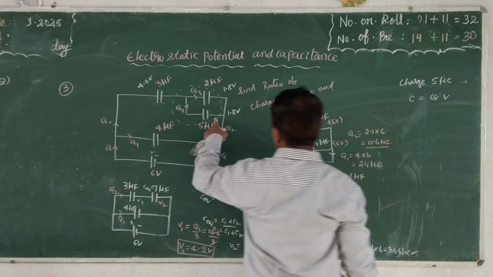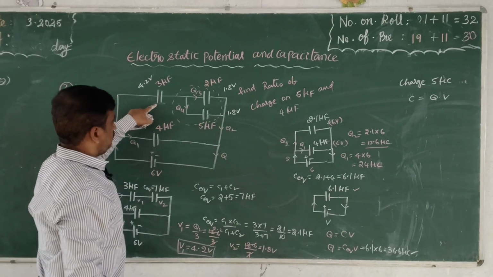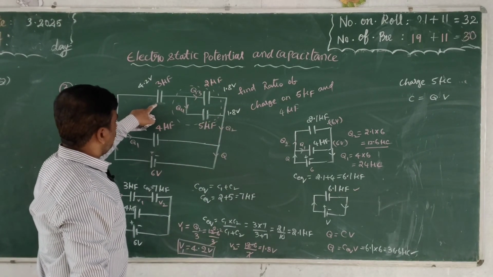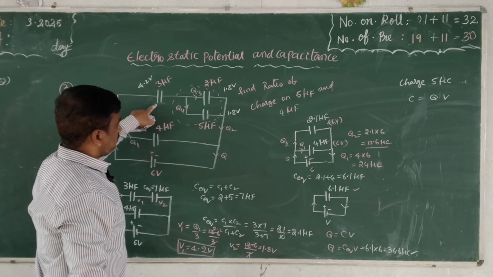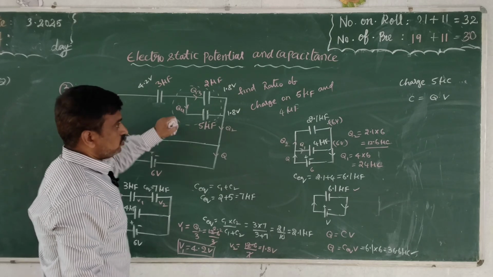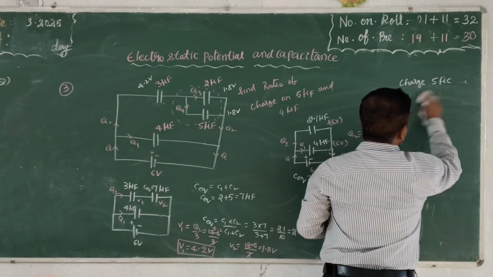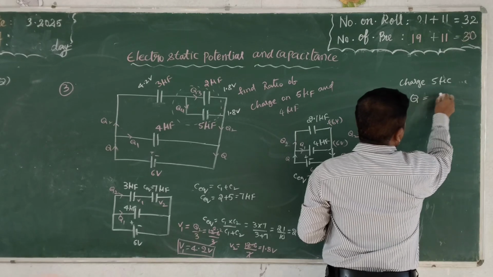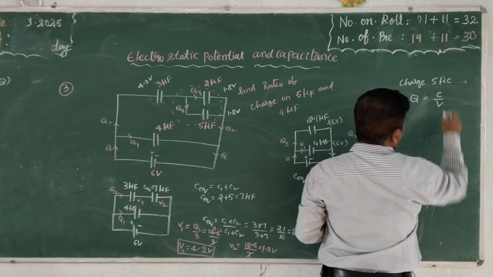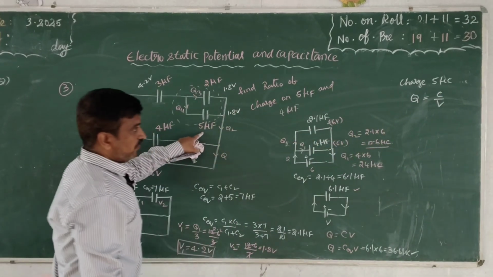What is Q here? Q now here how much is there? Here 24 microfarads. We want the charge here. Q equal to C by V. Yes? C is what here? 5 microfarads.